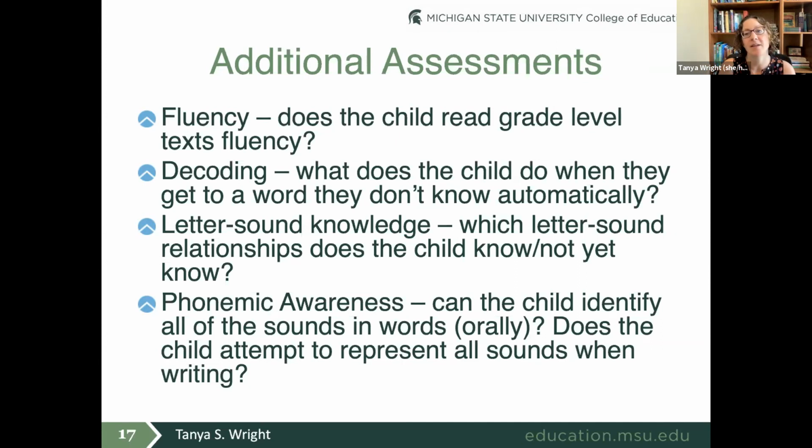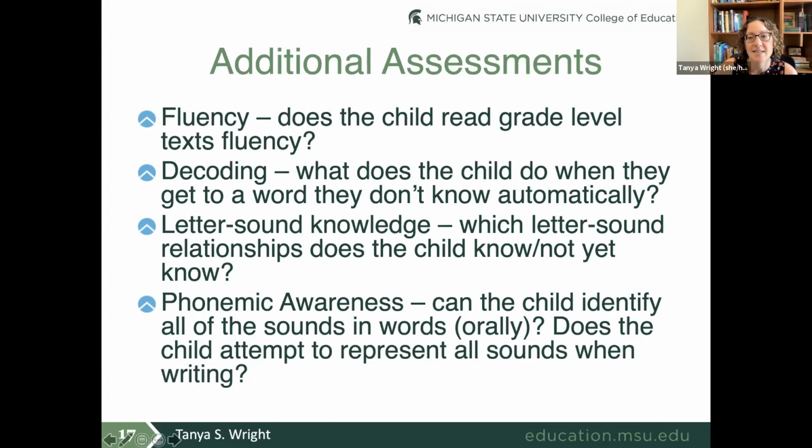We can understand about kids' fluency by giving a child a grade level text to read and seeing what they do. Same thing with decoding, right? What do they actually do when they get to a word they don't know in a text? Letter sound relationships can be done in instruction, but there are also informal inventories that we can give where we just ask kids to read words with different letter sound relationships to see if they know what to do. And I just gave the example of writing to figure out how a child is doing in their phonemic awareness.